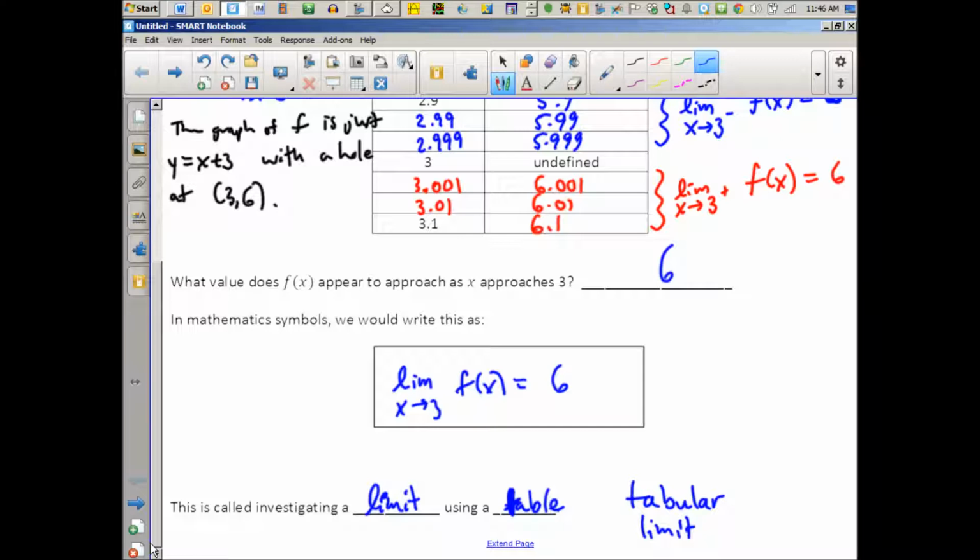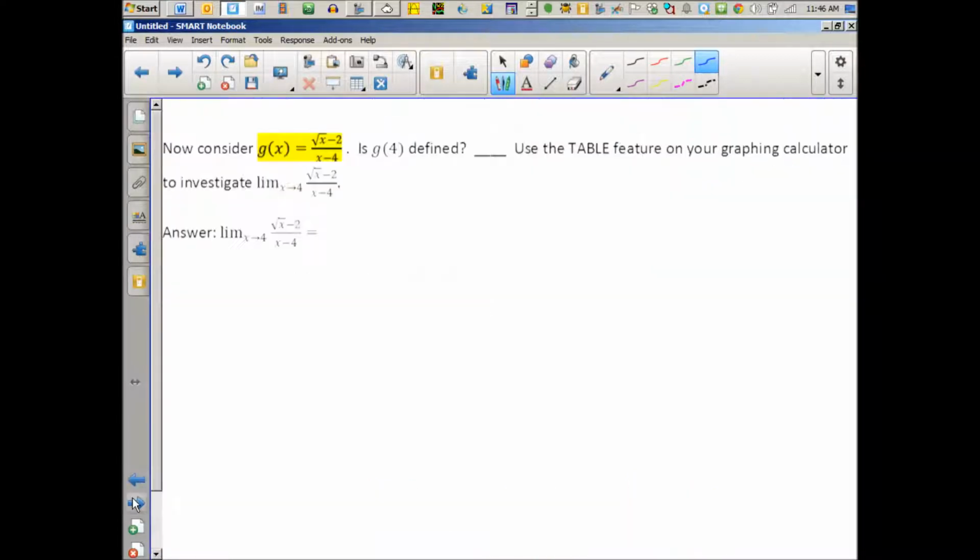Okay, let's go to our next example, g of x. Am I ready to scroll? Can I move to the next one? Everyone got it? How many got it? Okay. What's so funny? All right.